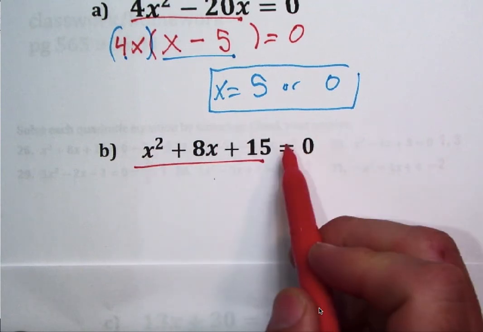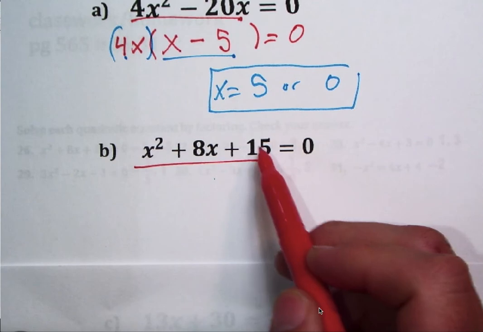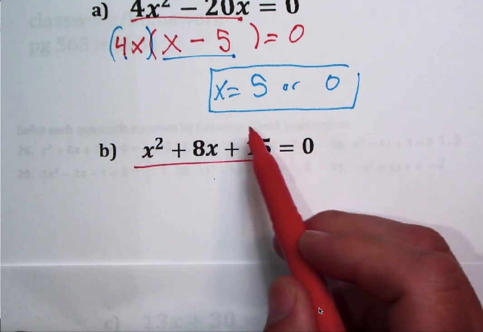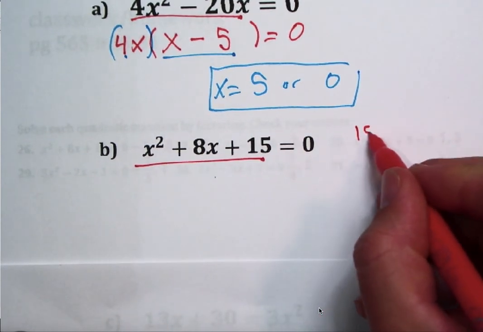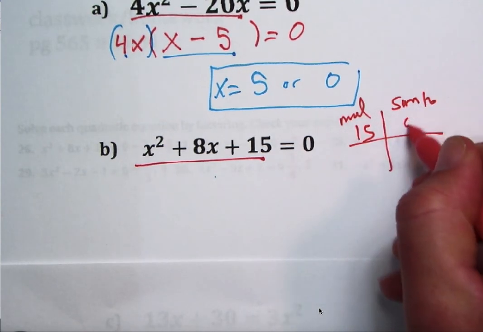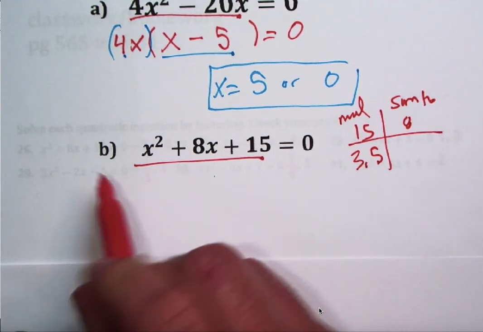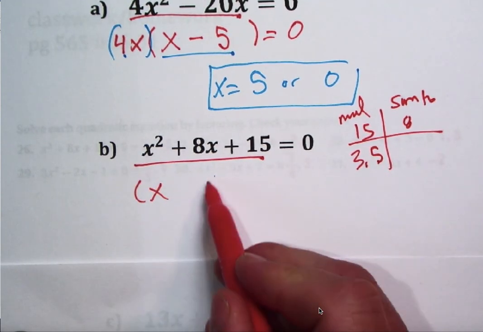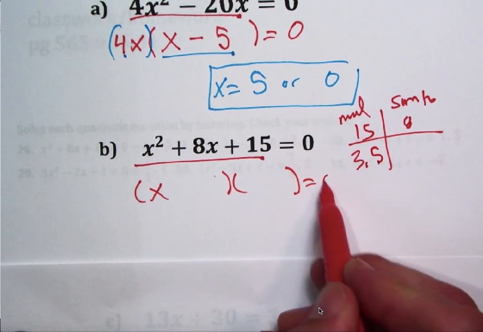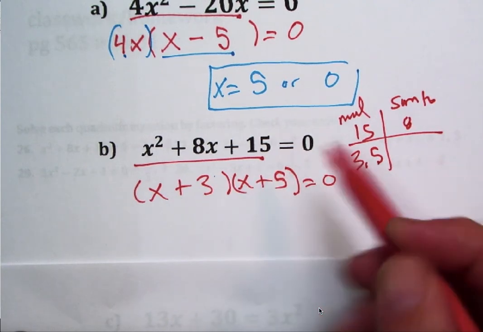1, 2, 3 terms. There's no GCF other than 1. So we look at what's left, and it's in the form x squared plus bx plus c. So multiplies to 15, sums to 8. Well, that would be 3 and 5. And because it's x squared, we can jump right to our 2 parentheses. Use a shortcut. x plus 3 times x plus 5.